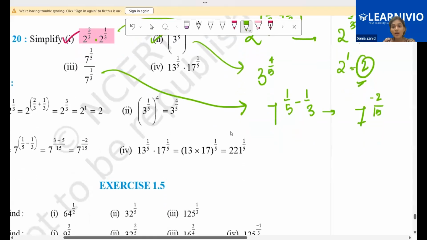Okay, now children, how can I change it to a positive power? Is there a way that I change it to a positive power? Children, did you forget? I taught you that whenever we have a negative power, what do we do to make it a positive power? Children, you don't remember? Okay, tell me. If I have 2 to the power minus 3, what will I do to make it positive?